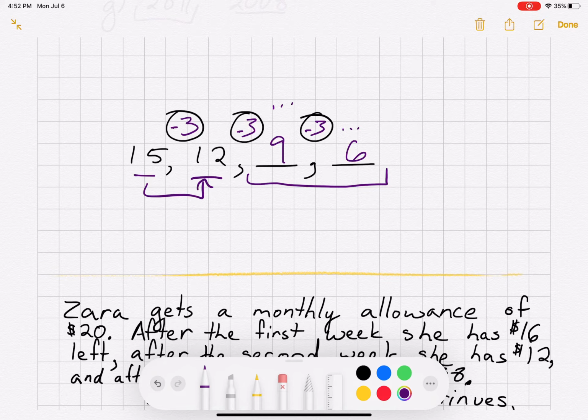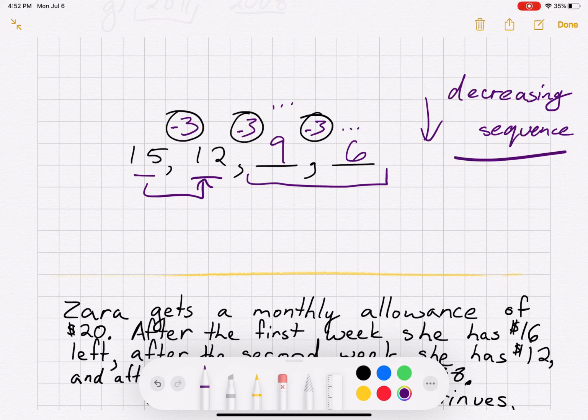Okay, so noticing that this pattern is decreasing, getting smaller, this sequence is called a decreasing sequence. So when they're getting smaller, when you're subtracting over and over and over again, that's a decreasing sequence. If we're adding and adding and adding, that's an increasing sequence.